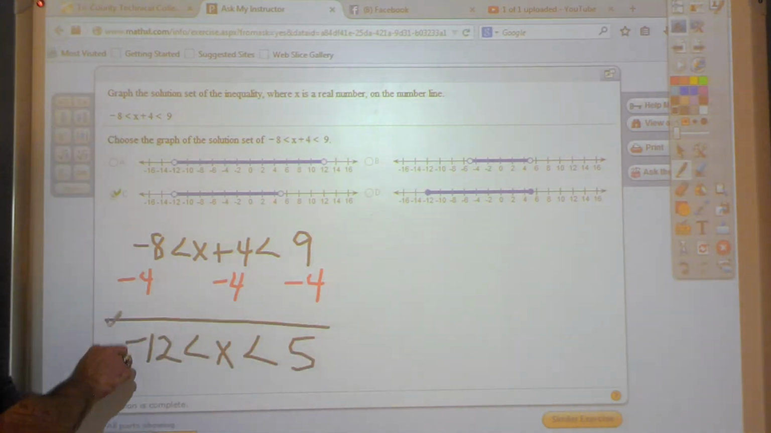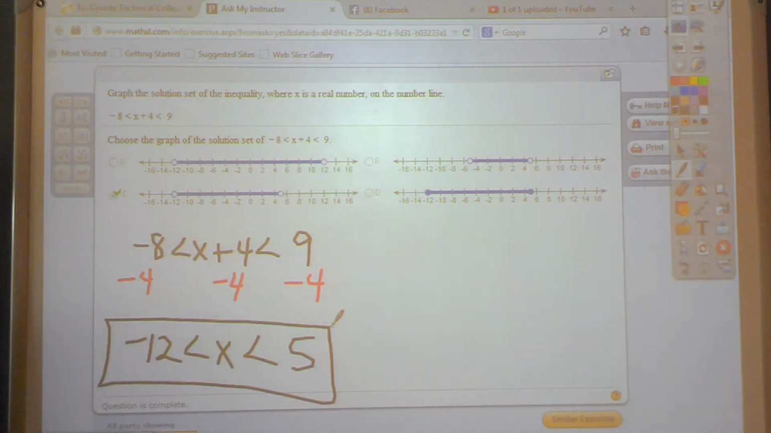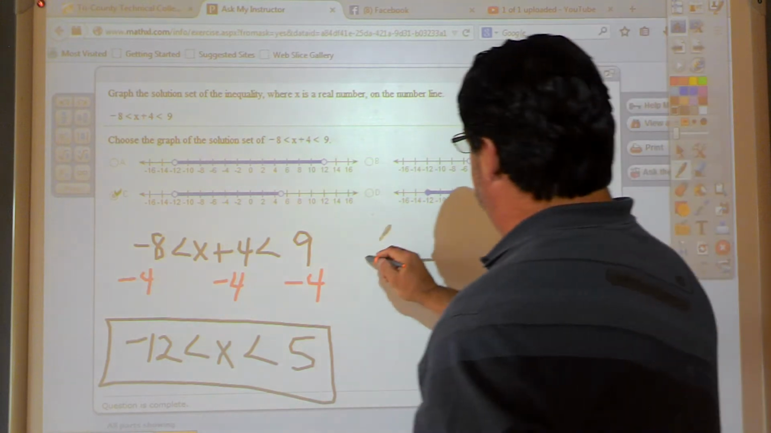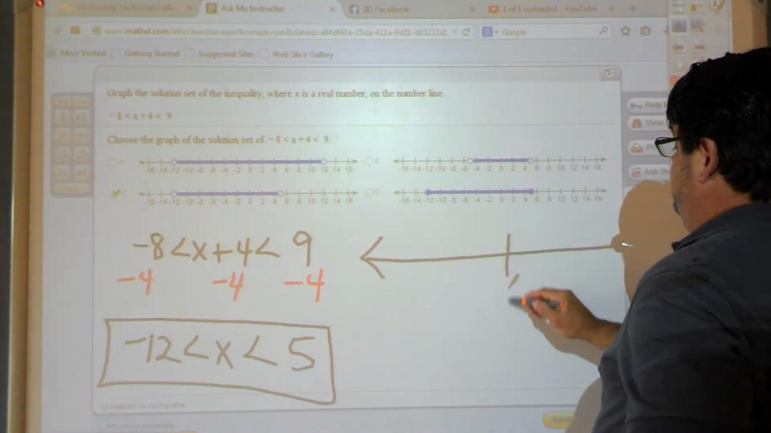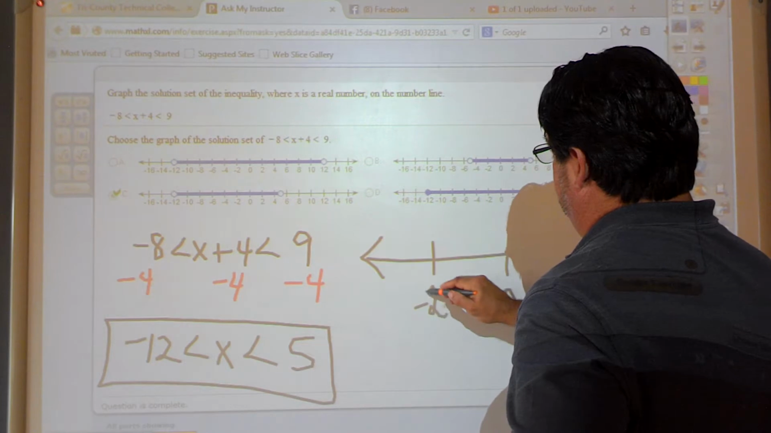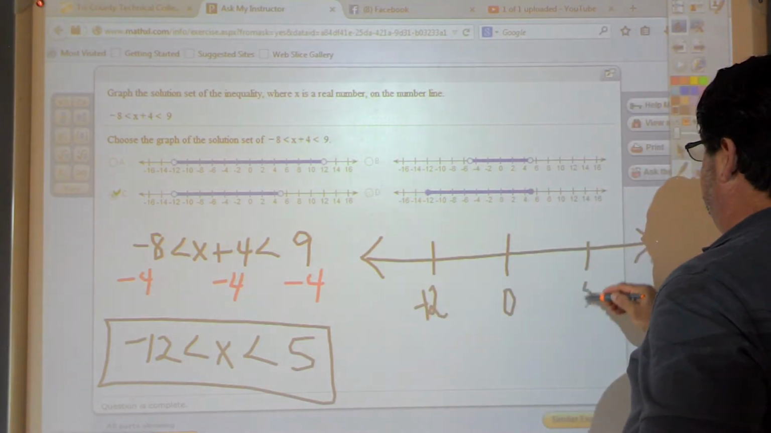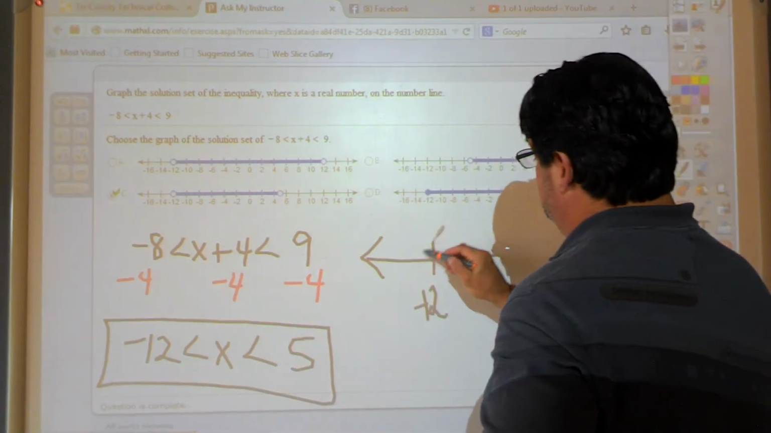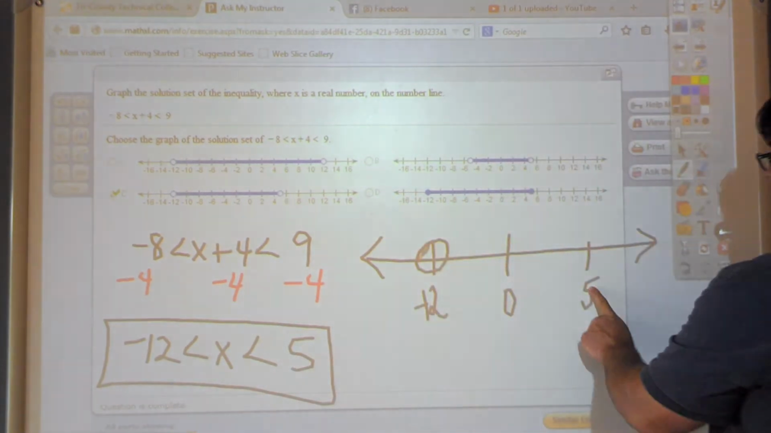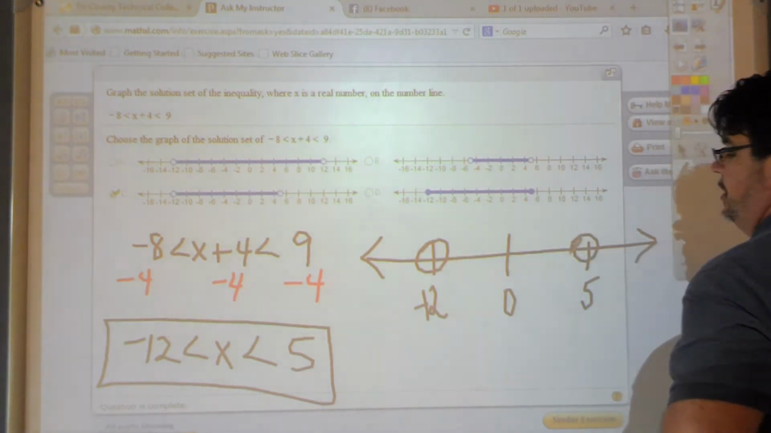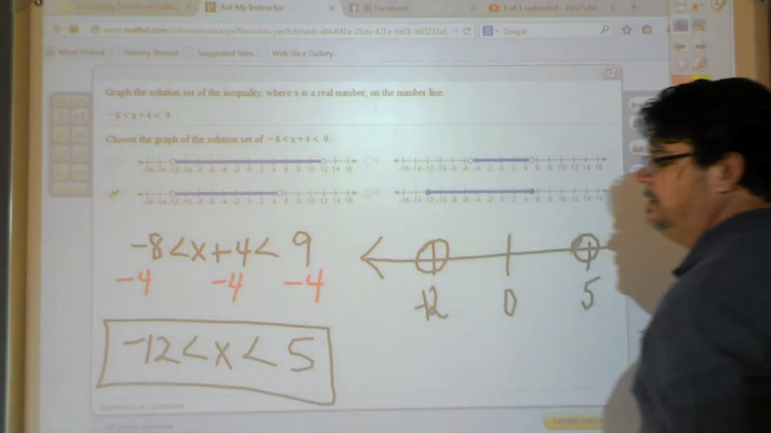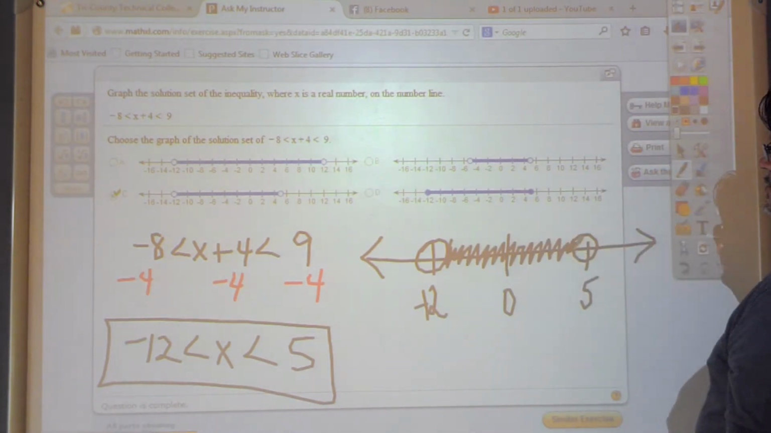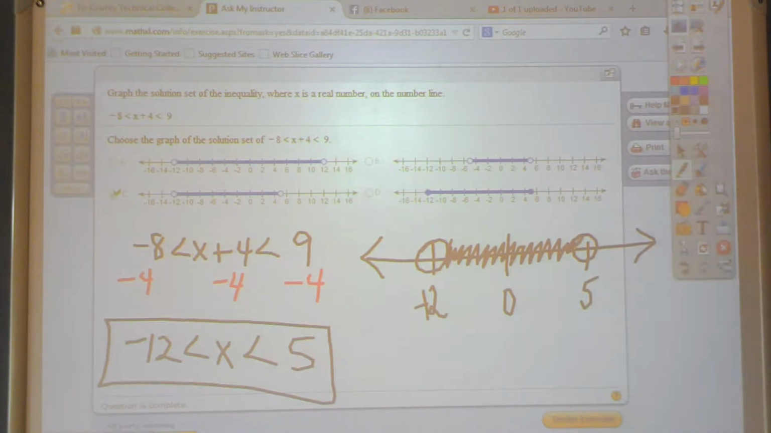So your solution set is as follows. So how do you graph that? Well, let's graph it. 0, negative 12, and 5. And what goes on negative 12? Open circle. And what goes on 5? And what numbers are between 5 and negative 12? That's your answer. Now let's write it in set builder notation.